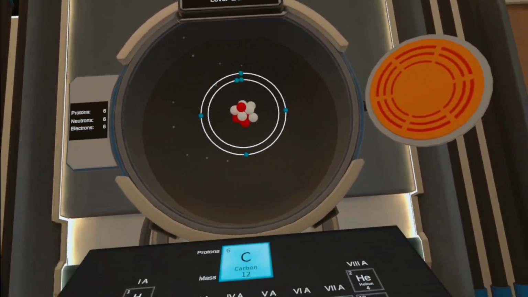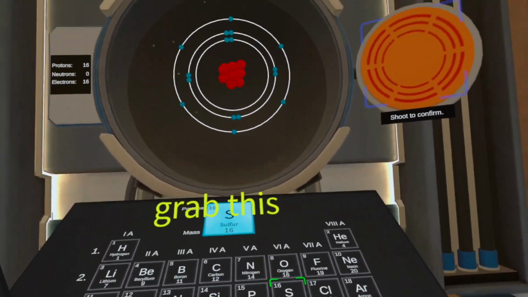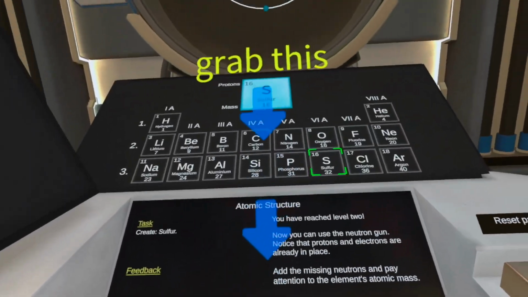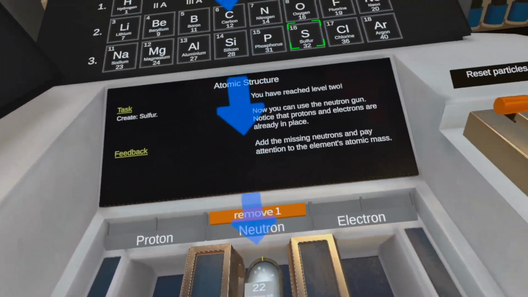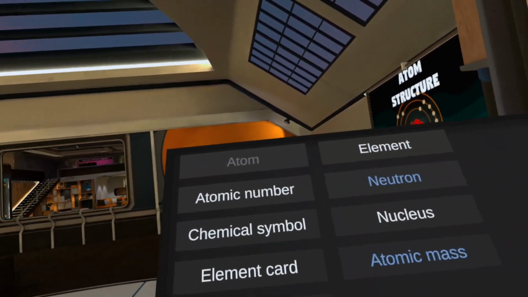Correct! You have reached level 2! Now you can use the neutron gun. Notice that protons and electrons are already in place. Add the missing neutrons and pay attention to the element's atomic mass. Create sulfur.